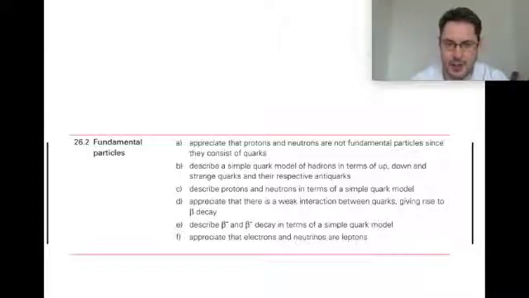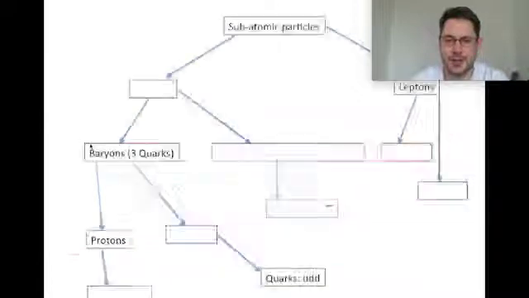E, describe beta negative and beta positive decay in terms of a simple quark model. Well, we've encountered beta negative before. We know that that is an electron, and beta positive is what we'll find is the antimatter equivalent of an electron, and we'll dive into that later. F, appreciate that electrons and neutrinos are leptons. So two different types of leptons there. Let's jump straight into it.